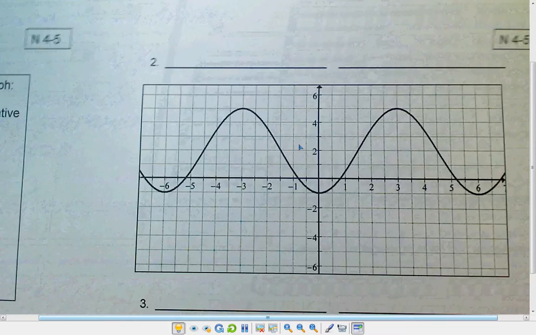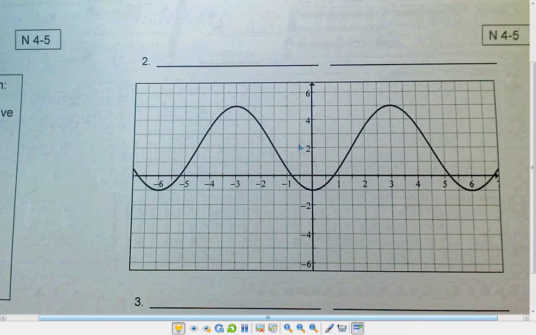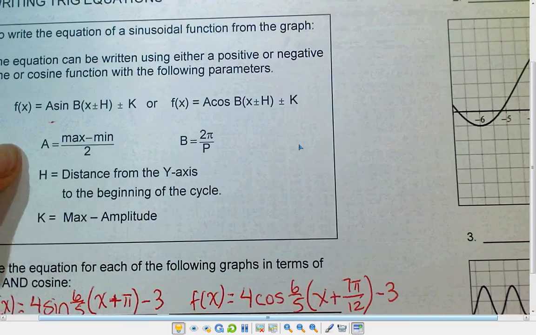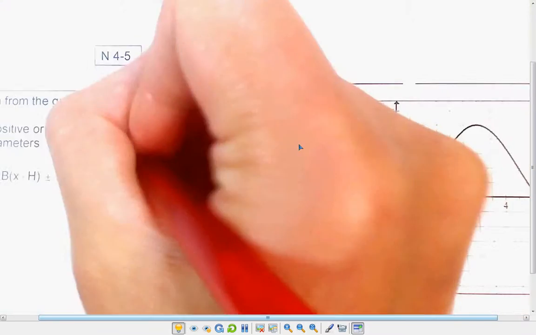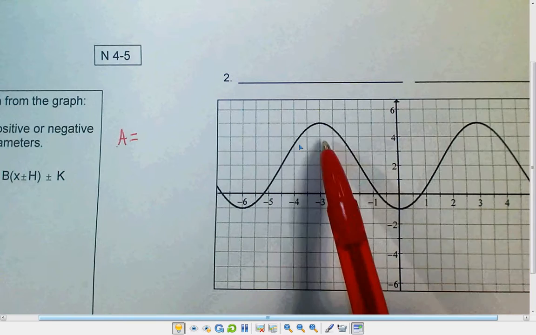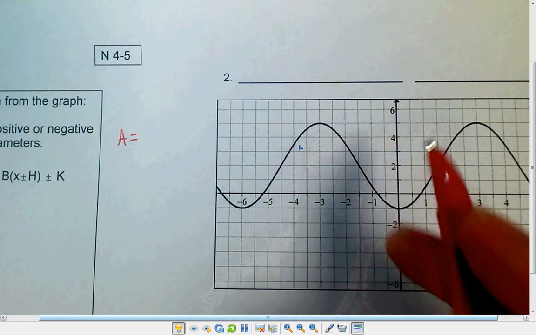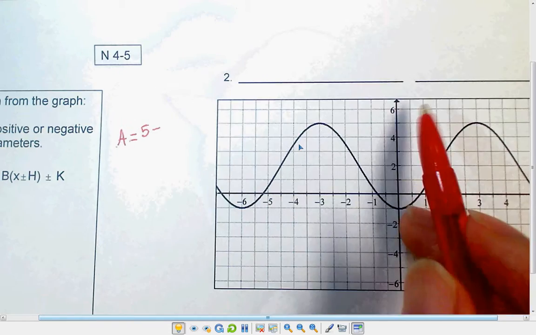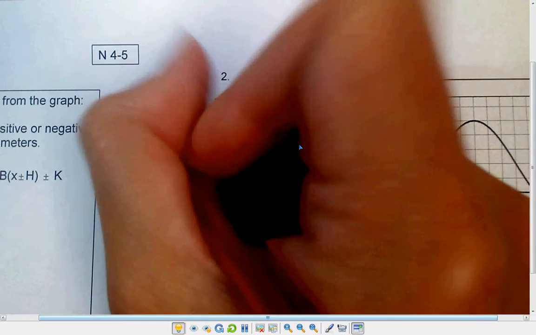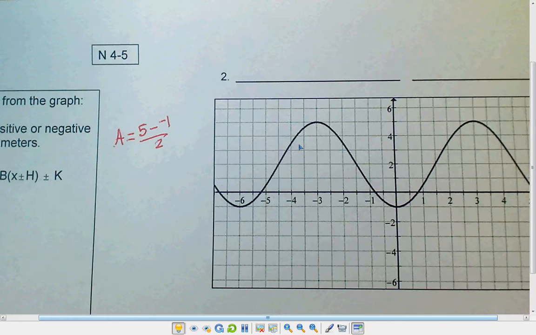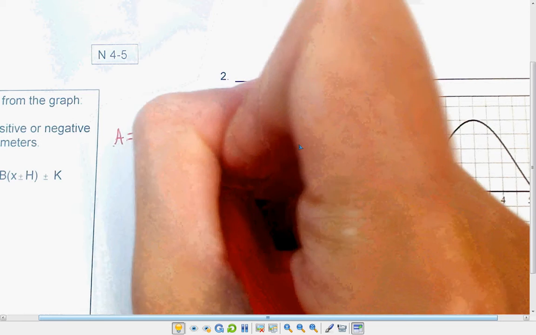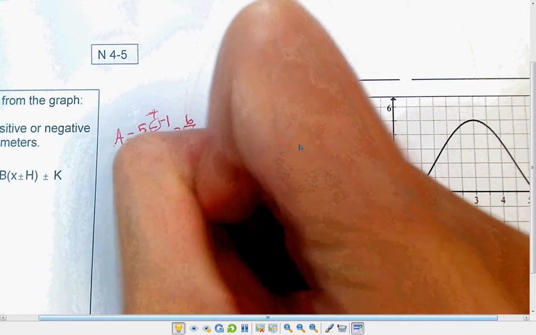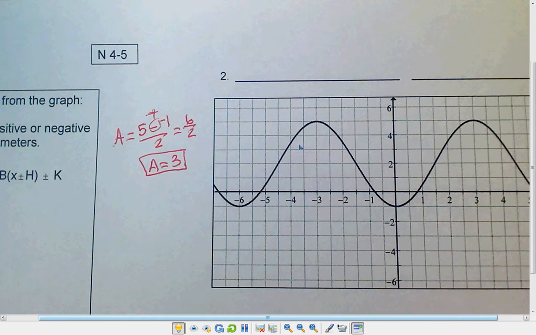Okay, let's look at number 2. So again, we're first going to start by finding our a. You should always be referencing back to this when we're looking for our equation. So a is max minus min over 2. My max value here is 5, minus my minimum value, which is negative 1. Minus the negative is plus. So this is the same thing as 6 over 2, which means that my a value is 3, because 6 divided by 2 gives you 3.